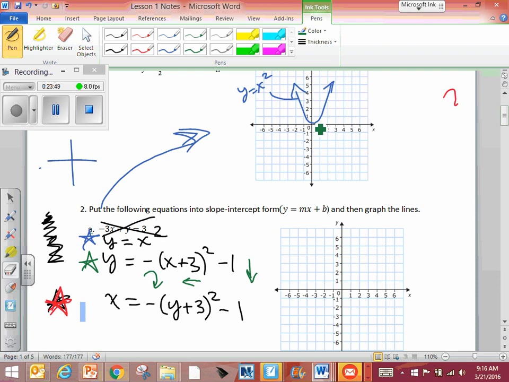I'm going to take the vertex. I'm moving 3 to the left: 1, 2, 3. I'm going to move it 1 down. If this were a +1, I'd move it 1 up. If this were a -3, I'd move it 3 to the right. Too much to remember, but hopefully the video's there. Yeah, I'm recording. So -3, -1.